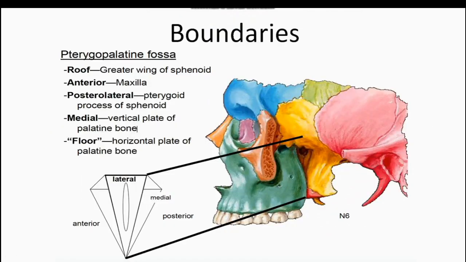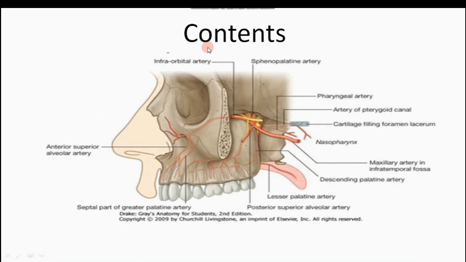So this is about the boundary of the pterygopalatine fossa. It's very important for exams. Now the contents of this pterygopalatine fossa are, see, this pterygopalatine fossa is, you can say, a crossroad. It's a crossroad for neurovascular structures. So what are these neurovascular structures?